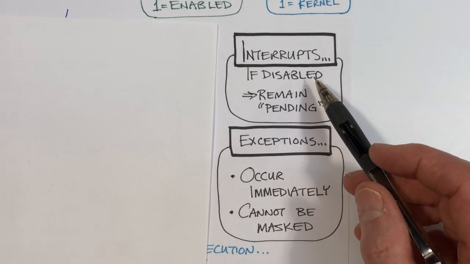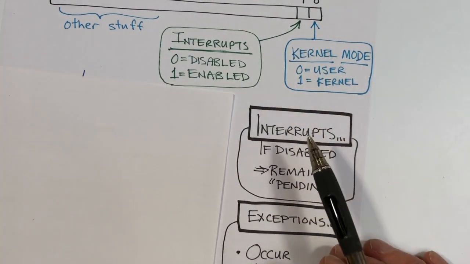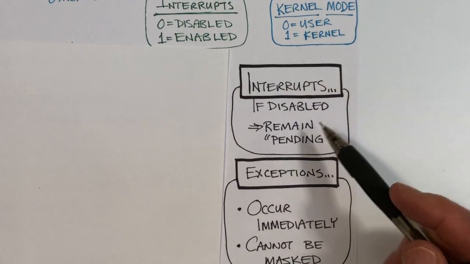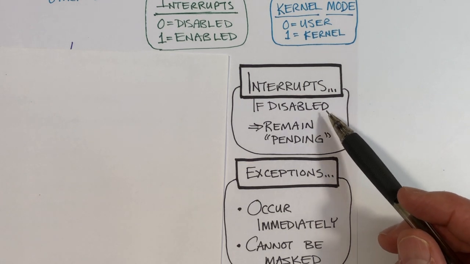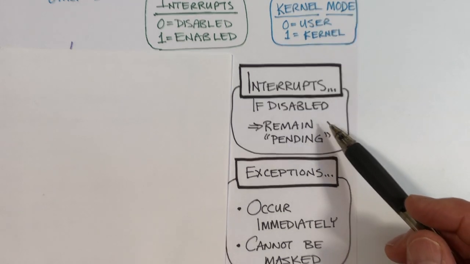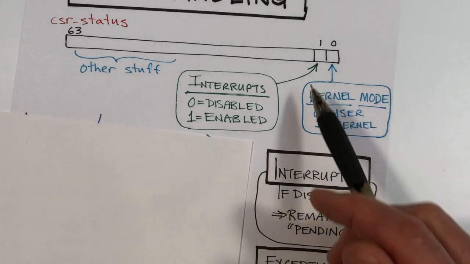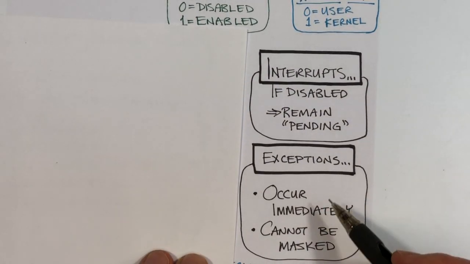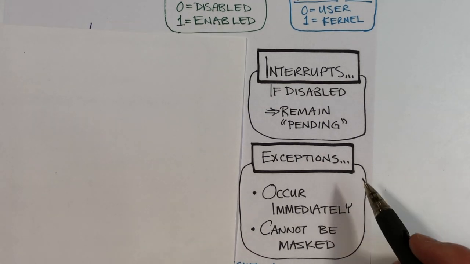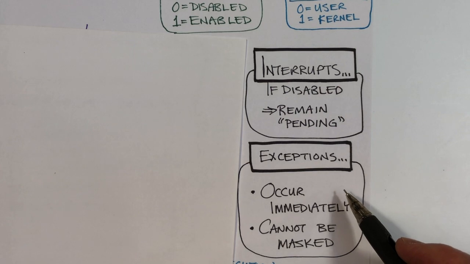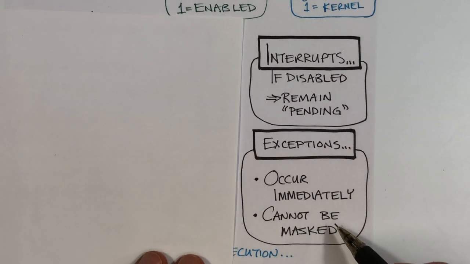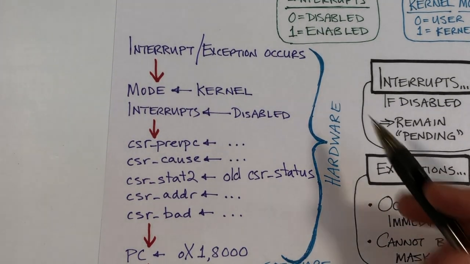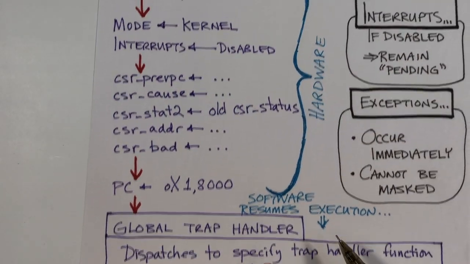And if an interrupt happens while this bit is set to 0, that is, while interrupts are disabled, then the interrupt will remain pending. Processing will not occur, and instruction execution will continue as if nothing had happened. At some later time, when the interrupts are re-enabled and the bit is changed to 1, then the interrupt processing will occur and we will have trap handling. Exceptions always occur. When they happen, the instruction execution is suspended and we have trap handling. They cannot be masked, and they do not remain pending. So now let's look at what happens. We have what happens in hardware first, and then what happens in software.